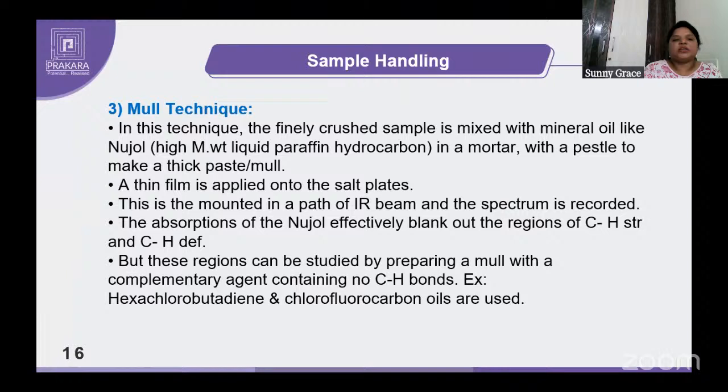Coming to the third technique, the mull technique, or Nujol mull technique, as you can call it. It uses mineral oil. The solid sample, whichever it is, you mix with the Nujol mull or mineral oil. You make it into a thick paste in a mortar and pestle, and then you apply it to the plates, that is NaCl or KBr plates, like a thin film. Once you apply it, you mount it in the path of the IR beam and the spectrum is recorded. That is what happens with this Nujol mull technique.